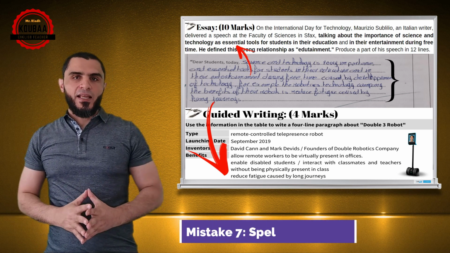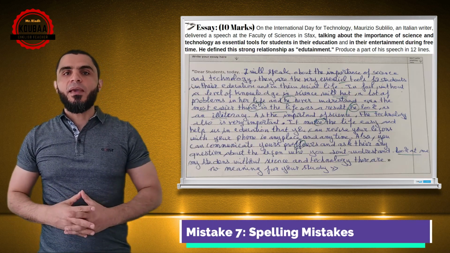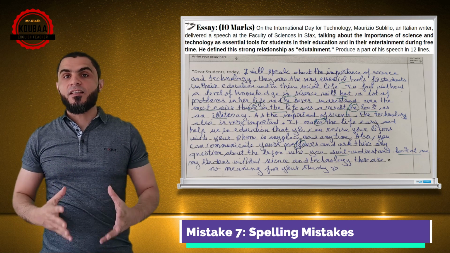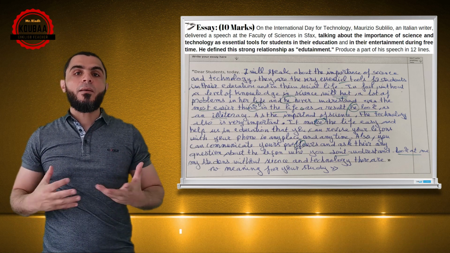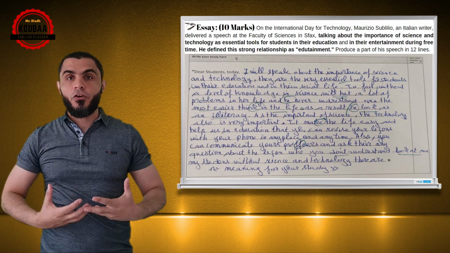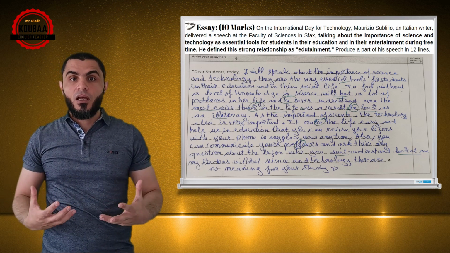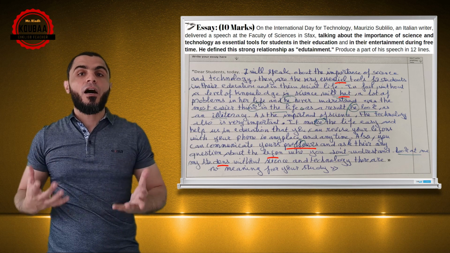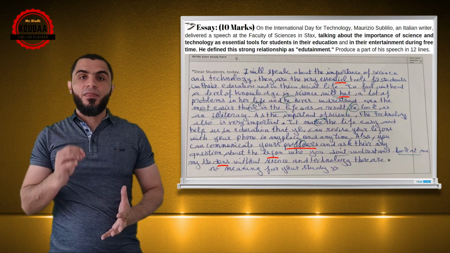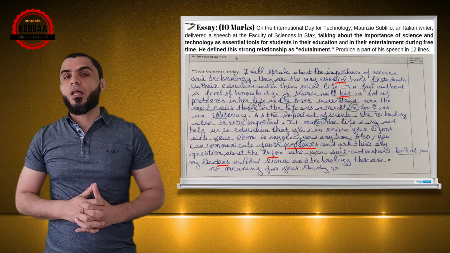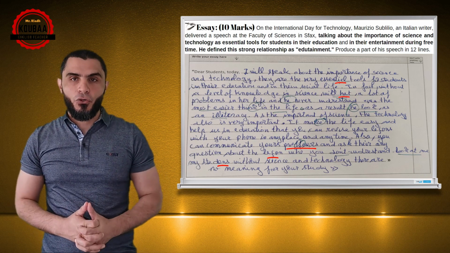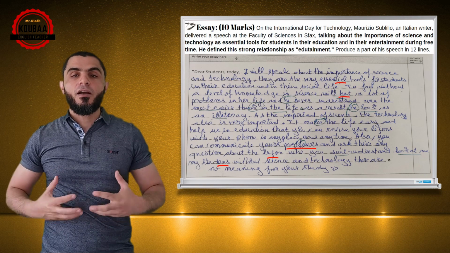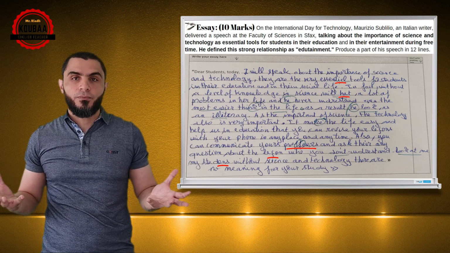Mistake number 7, spelling mistakes. Many students make a lot of spelling mistakes, and this happens for one reason or another. Sometimes we come across very good essays in terms of ideas and information, but we find a lot of spelling mistakes, and these mistakes affect the quality of your writing, which can prevent you from getting a good grade. So the students here may ask, what should I do?